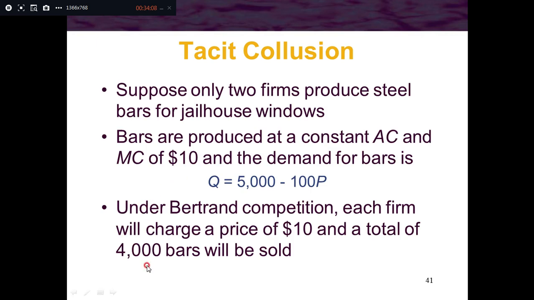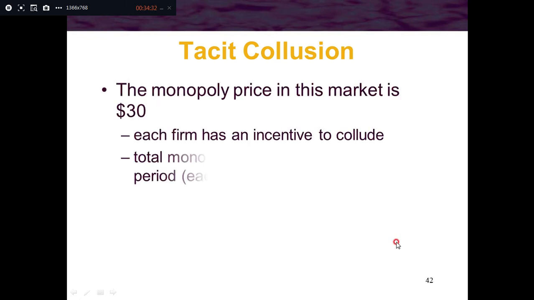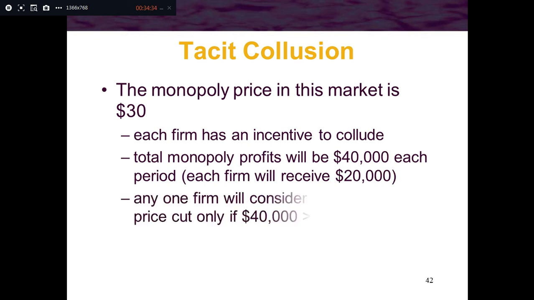Average cost or marginal cost is 10. Each firm will charge a price of 10 and the total 4000 bars would be sold. So 4000 times 10 gives 40,000, and dividing 40,000 between the two, each firm gets 20,000.